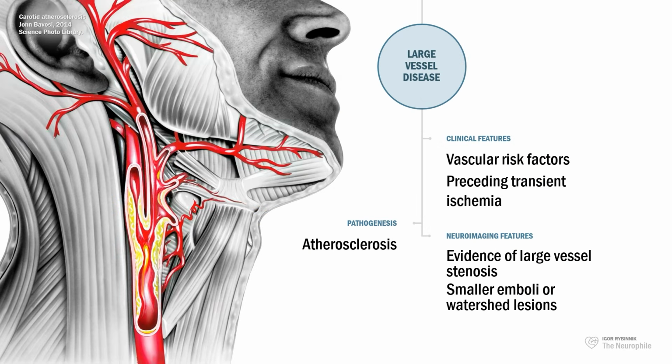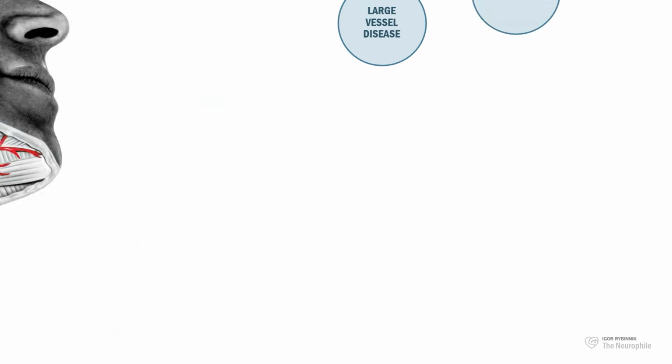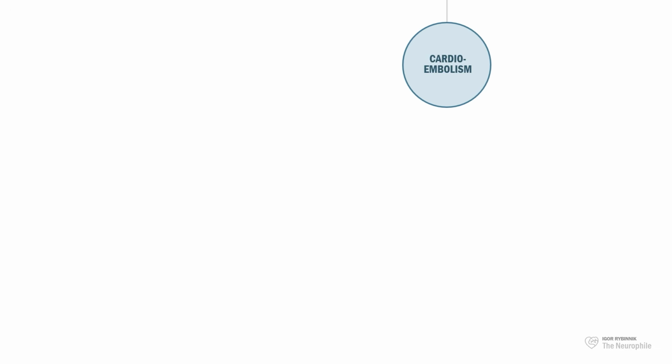Okay, so that's that for large vessel disease. Atherosclerotic lesions in patients with vascular risk factors that may present with transient ischemia that proceeds to full infarction. And strokes either look like smaller artery-to-artery emboli or affect watershed zone with flow failure. Let's talk about cardioembolism next.